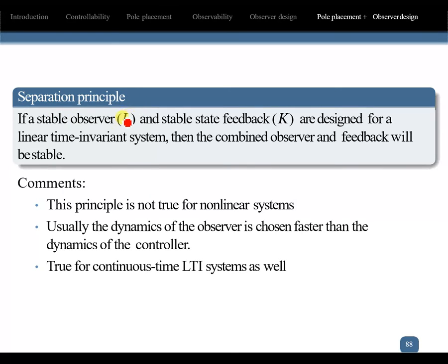Separation principle: if a stable observer L and a stable state feedback K are designed for a linear time invariant (LTI) system, then the combined observer and feedback will be stable. This principle is not true for nonlinear systems, and usually the dynamic of the observer is chosen faster than the dynamic of the controller, normally 10 times. It is true for continuous time LTI systems as well.